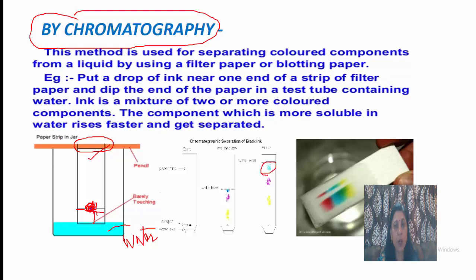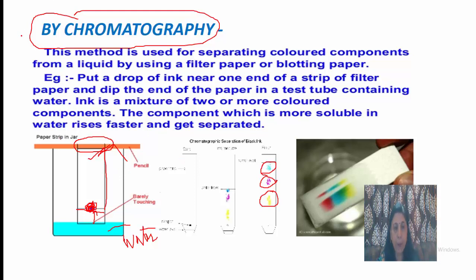जो dye ज़्यादा soluble होगी वो ज़्यादा ऊंची जाएगी. Okay. It rises faster and produces a colored spot on the paper at a higher position. The less soluble dyes, then these will be less soluble dyes, and this is the least soluble dye. When the water reaches near the top end of the filter paper, अब ऐसे जाते जाते पानी जब ऊपर तक पहुंच जाएगा top end तक, then the paper strip is removed from the jar and dried.